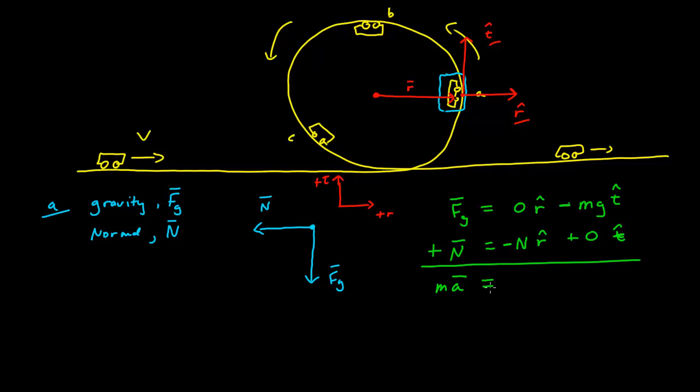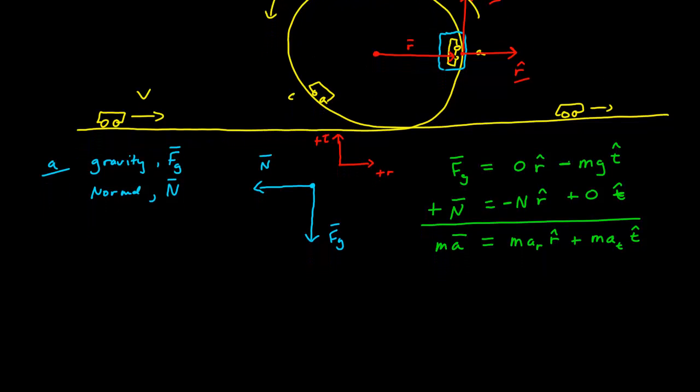But now this is where this notation and working in this coordinate system pays off, because I can now identify this component along the radial axis to be my radial or centripetal acceleration. And this component of my acceleration along the tangential axis is the tangential acceleration.